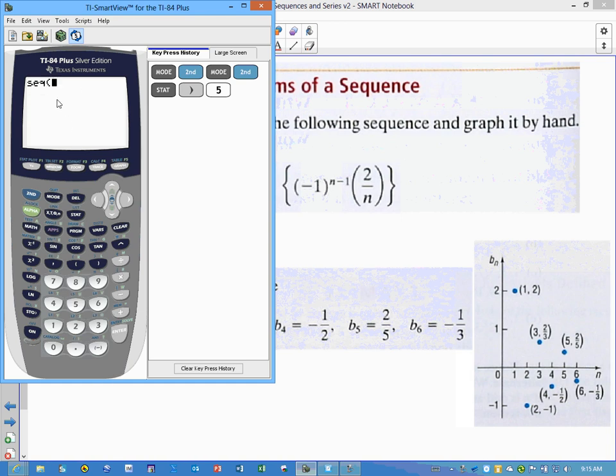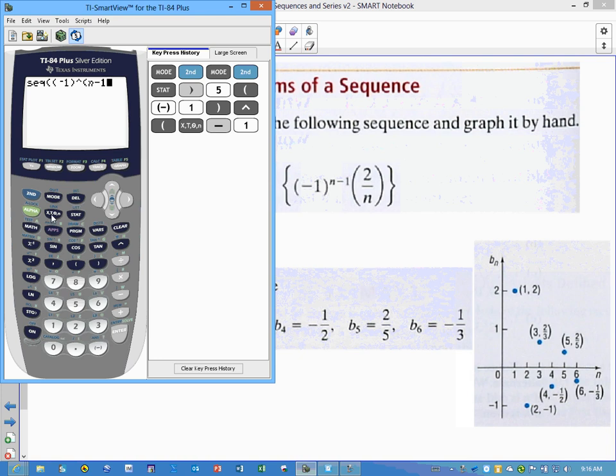Now the syntax for the command is I want the sequence of the general term. So I'm going to open parenthesis, -1, make sure it's negative, not minus. Close parenthesis, to the, and now I'm going to open parenthesis again because I have more than one term for my exponent. So it's n minus 1. Now notice n is that same variable button. If you're in function mode, when you press that, you get x.